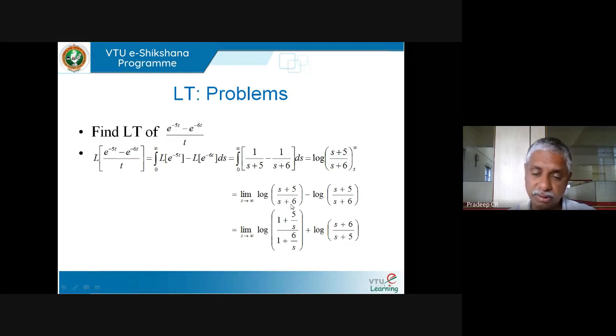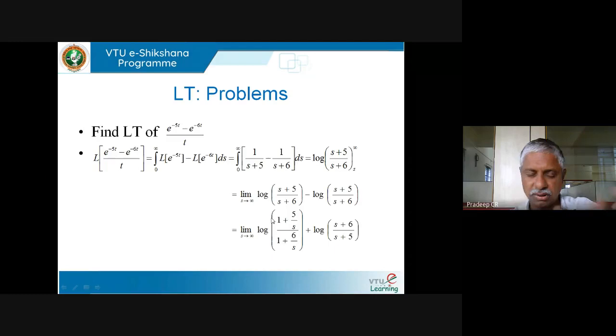You divide both numerator and denominator by s. I can do that because s is tending to infinity. Now as s tends to infinity, 5 by s tends to 0 and 6 by s tends to 0. So 1 plus 0 and 1 plus 0, so I'll get log of 1 by 1, which is log of 1. Log of 1 is 0.